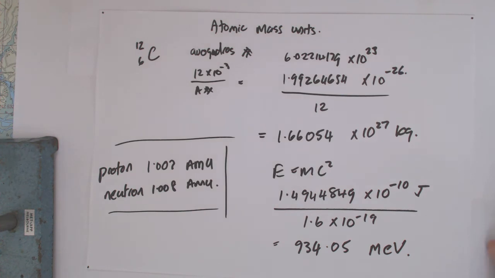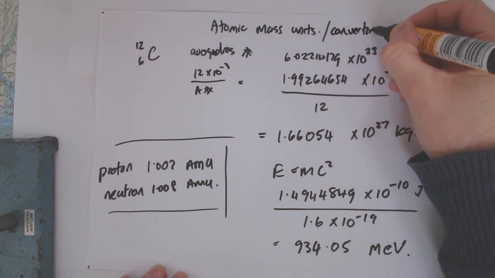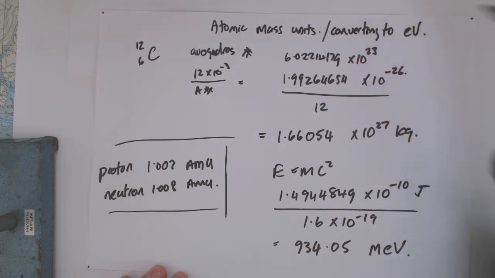So once you've got an atomic mass unit, if you do your calculations in atomic mass units, what you'll find is sometimes it's just more convenient to use the electron volts. So that's our atomic mass units. That's our electron volts, or using electron volts as well. So we call this converting to the electron volts. And that should do it for that little one.